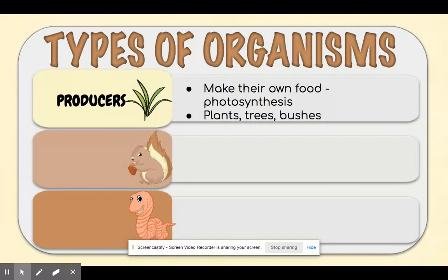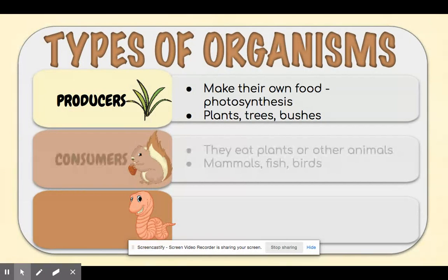We have reviewed types of organisms, and I believe you have already completed this slide previously, but just to continue to review and spiral to go over these terms that we've already talked about, we're going to review the different types of organisms. So we have producers, we have consumers, and we have decomposers. Producers make their own food through photosynthesis. Some examples are plants, trees, and bushes.